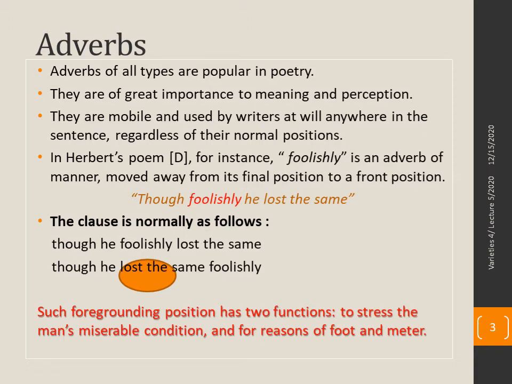So such foregrounding of position has two functions. First, to stress the man's miserable condition. That's why you throw it up from the very beginning, foolishly, all right? And second, for reasons of foot and meter. So it really depends, and it could be done for these two purposes.